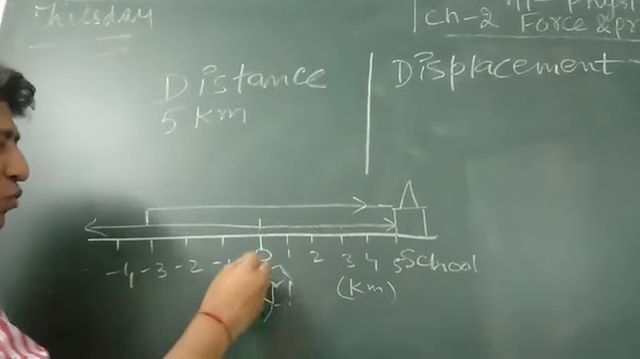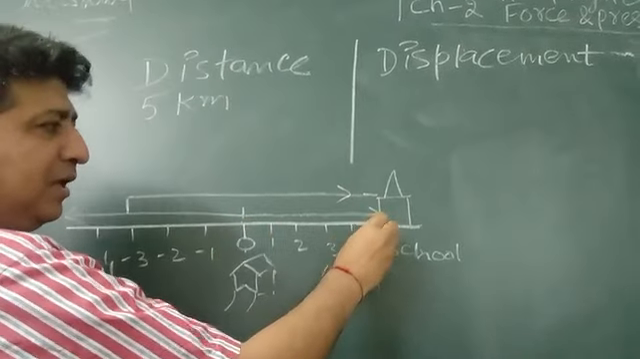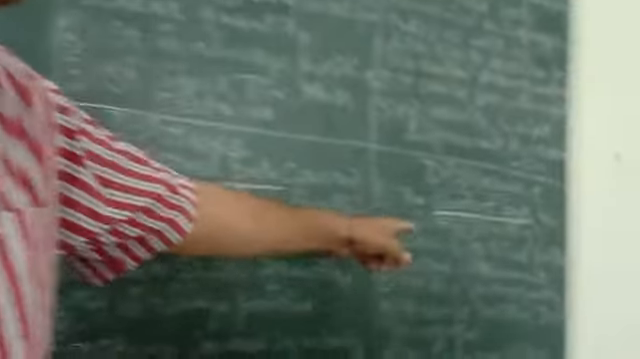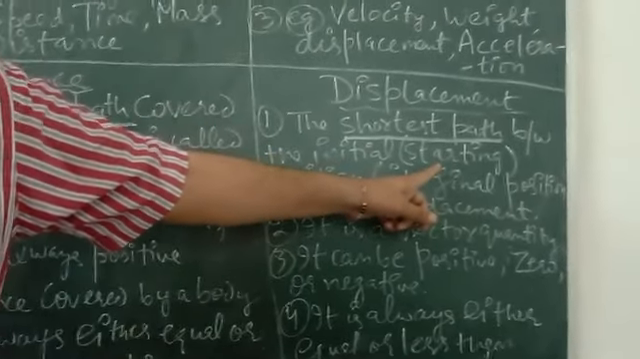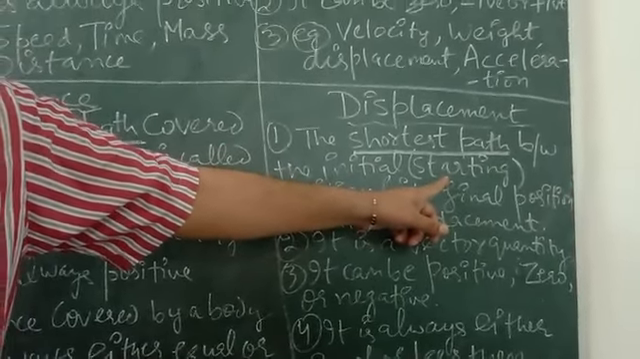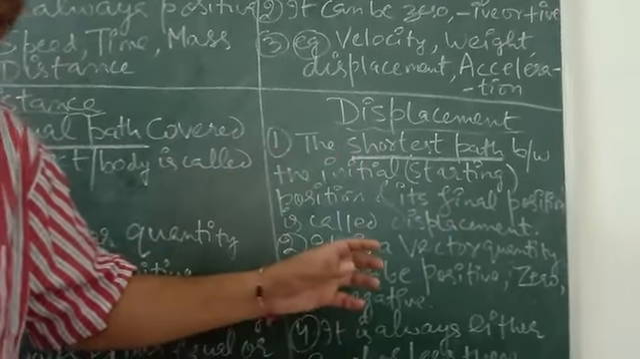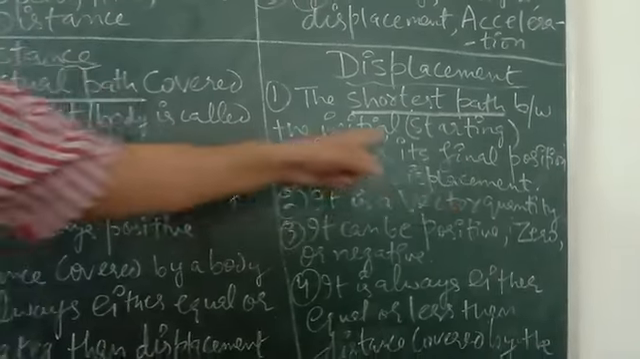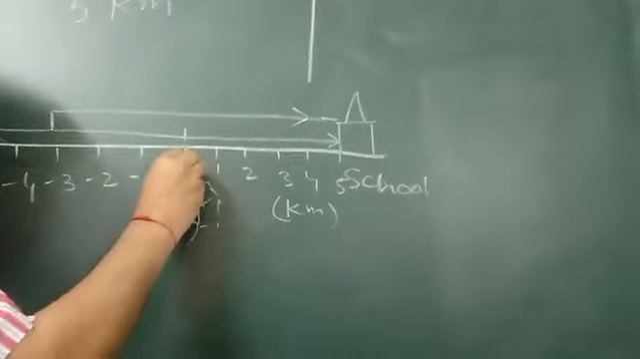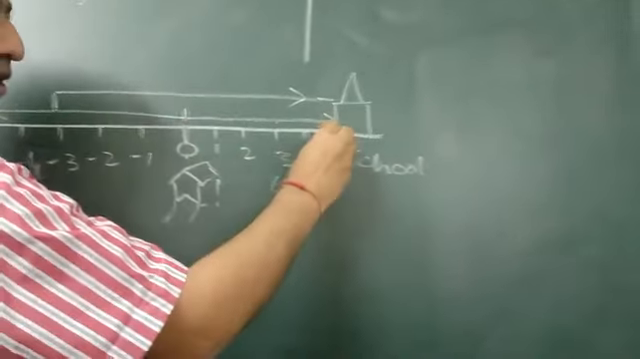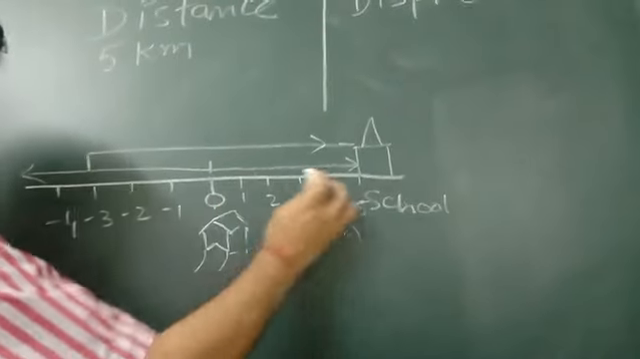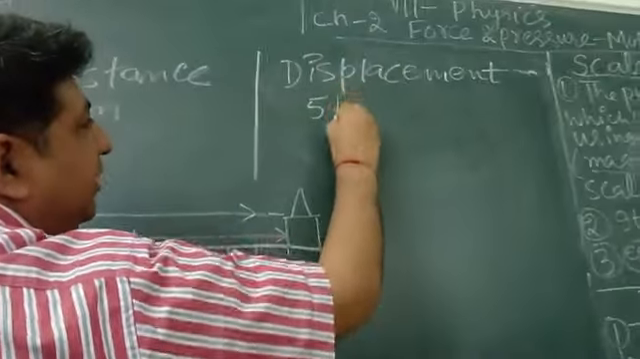And if I ask you what is the displacement, as per the definition which I told you, we need to see what is the minimum distance between the starting and the final position. Now let's get back to the diagram. So we started from this point. Now we have reached at this point. Now what is the difference between this? That is also 5 kilometers.